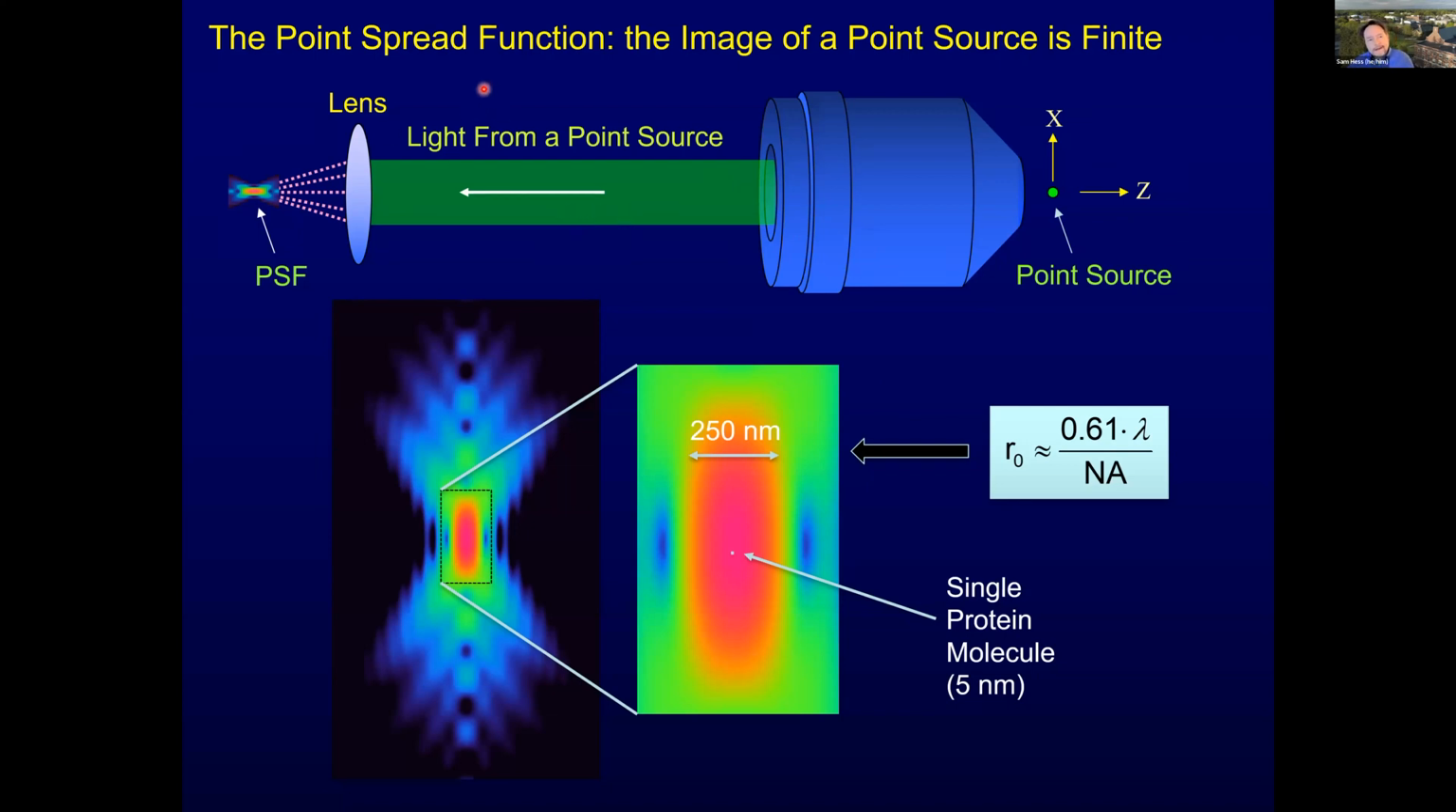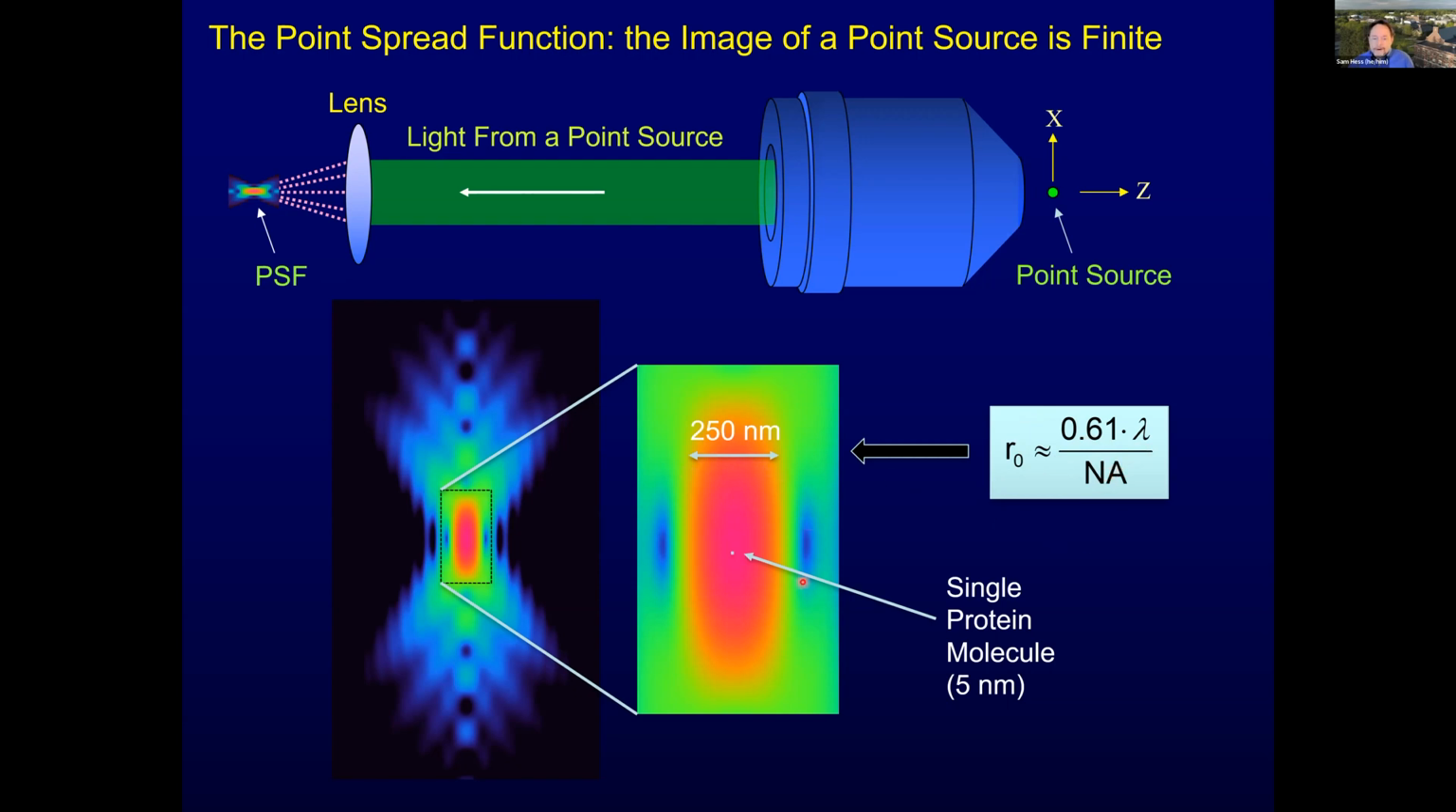We still had the diffraction-limited resolution of the microscope, right? You image a point source with a lens system, and you get a point spread function, which is approximately 250 nanometers in diameter, or given by this Rayleigh criterion, 0.61 times the wavelength divided by the numerical aperture.